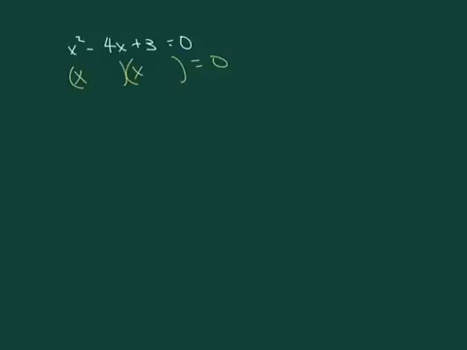And let's see, two numbers multiplied together that give me 3, added give me -4. Oh, dang. Okay, so I could do that. So -3 times -1 is 3, and -3 plus -1 is -4. So x equals 3 and x equals 1. Yay, it worked. I didn't have to complete the square, which is good.